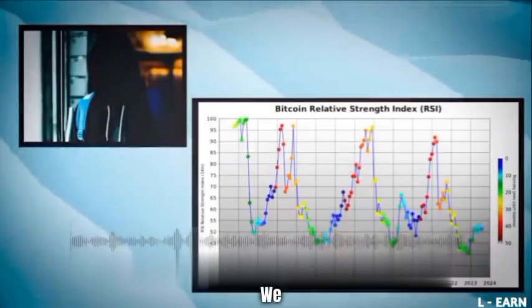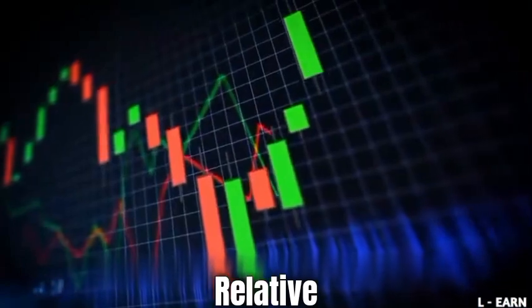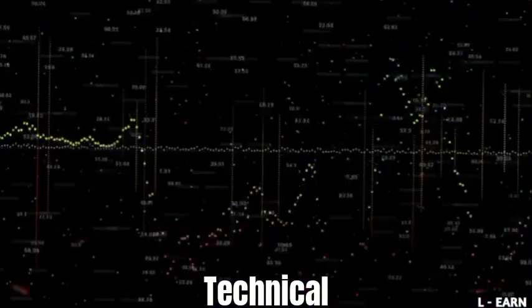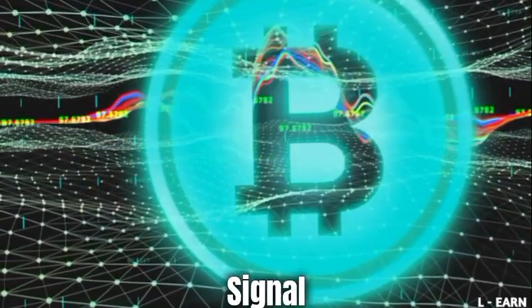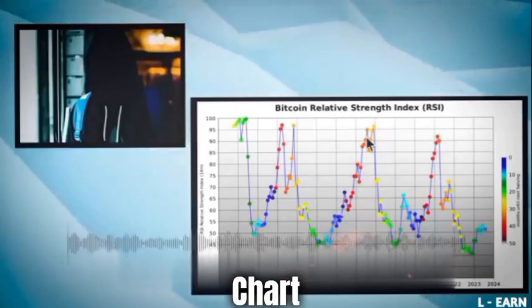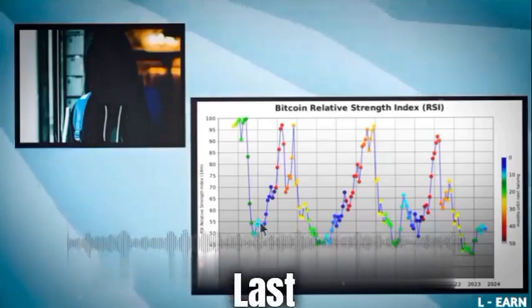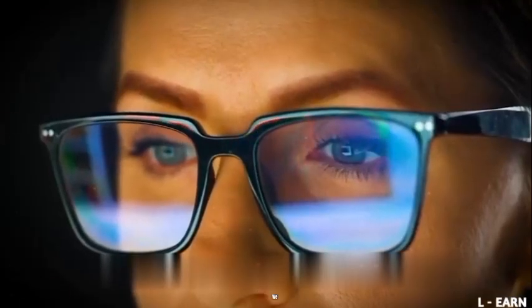Today we talk about RSI, the Relative Strength Index, a very well-known technical analysis indicator, and oh my god, does it give a clear signal for Bitcoin. So the first chart shows the RSI over the last 50 years. And why do we look at RSI?